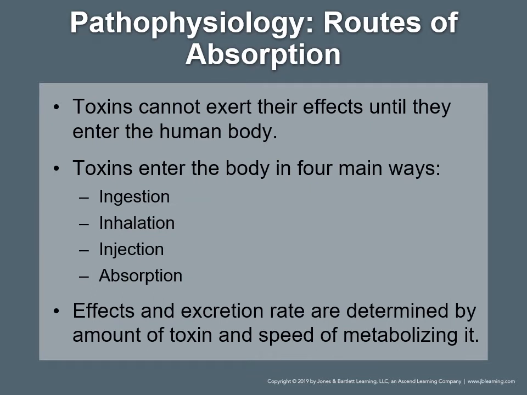Pathophysiology, routes of absorption. Toxins cannot exert their effects until they enter the human body. The four primary methods of entry are ingestion, inhalation, injection, and absorption. Each method of entry is unique, and so is the rate at which a given toxin is absorbed into the body. The combination of the amount of toxin and the relative speed at which it is metabolized determines its effects and excretion rate.